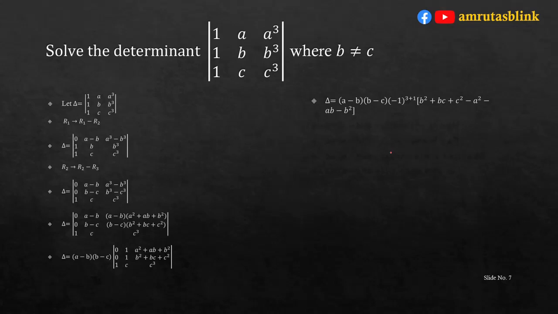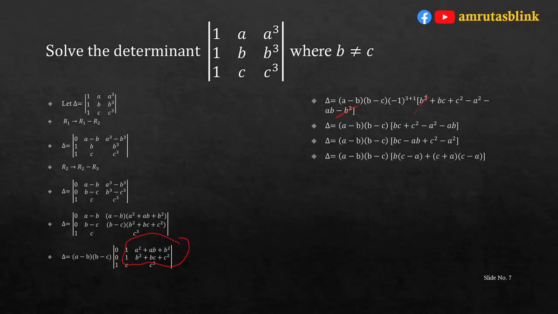So, upon simplification we have got delta is equal to (a minus b) into (b minus c) into minus 1 raised to 3 plus 1 into bracket b² plus bc plus c² minus a² minus ab minus b². Now this plus b² minus b² will get cancelled. So we will have (a minus b) into (b minus c) into bracket bc plus c² minus a² minus ab. We will try to factorize this term. So we will rearrange as bc minus ab plus c² minus a².